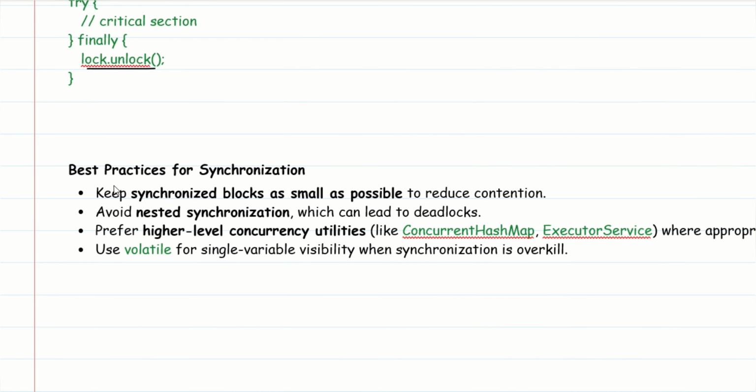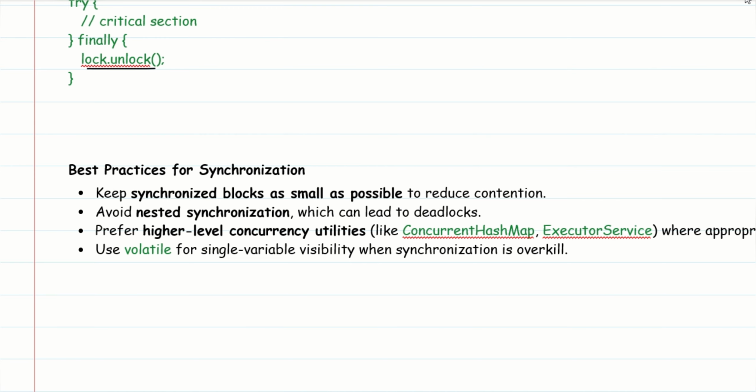For best practices of synchronization, keep synchronized blocks as small as possible to reduce contention. Then avoid nested synchronization, which can lead to deadlocks. Prefer high-level concurrency utilities like ConcurrentHashMap or executor services. Then use the volatile or atomic keyword for single variable visibility when synchronization is overkill.